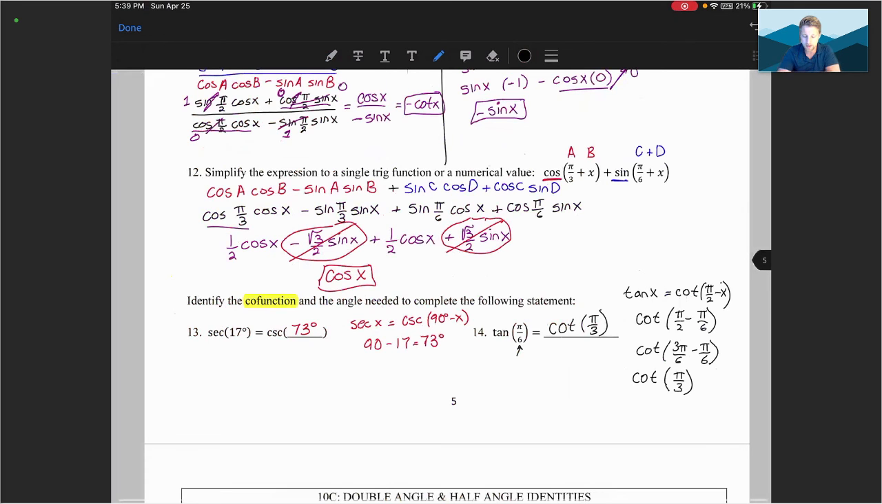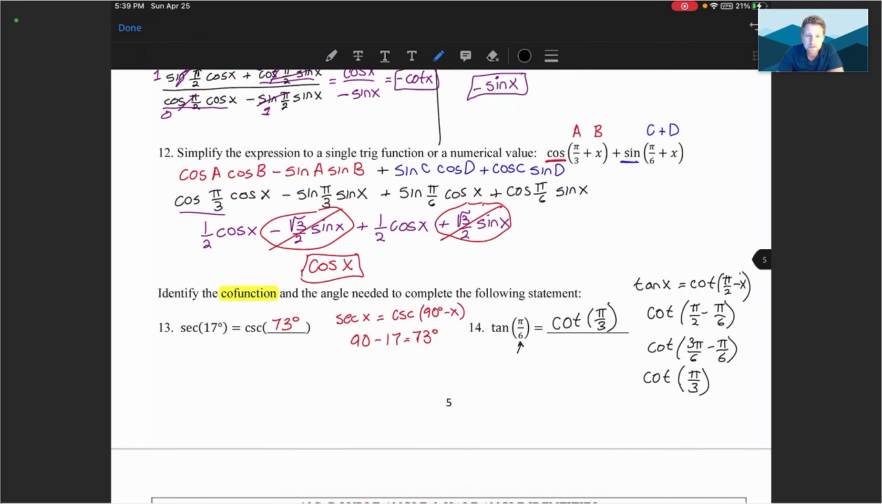So that's a little look at those cofunctions. Thanks for sticking around for the full video here. And this completes the section 10B.